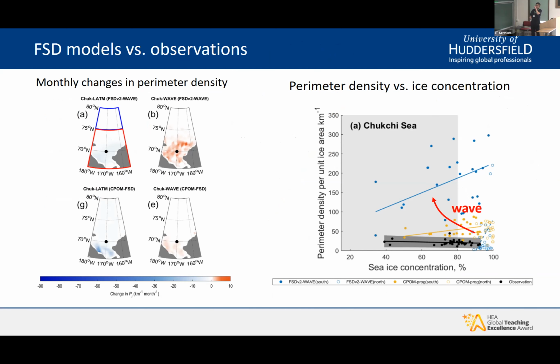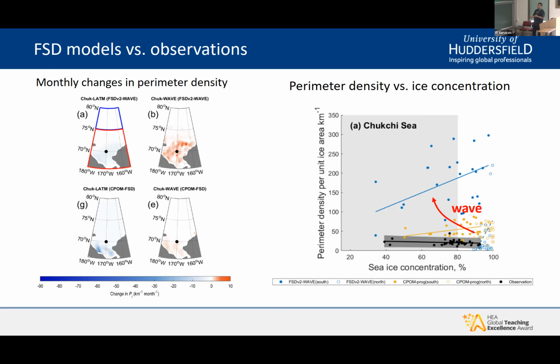And this is a little complicated, but I just want to point out this is still preliminary results, so if there is any mistake, just forgive me. One thing we look at here is the CIS concentration versus perimeter density. These are the observations in black, and these are the CPAM and the FSD version 2 wave models. Blue is a northern area and the other is a southern area in this legend here. So I just want to point out these things.